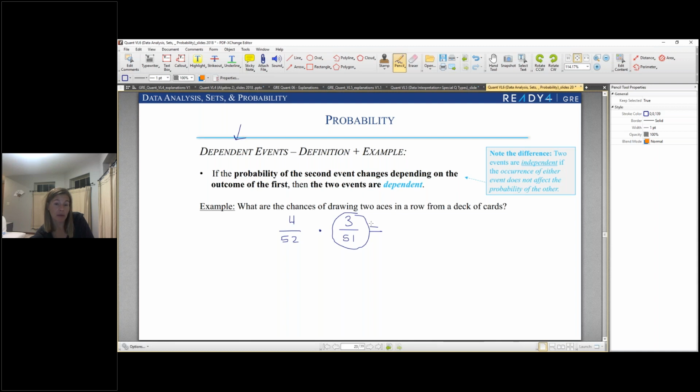Okay, and you can do this with cards. You can do this with groups of people. What are the odds of picking 2 girls out of a group of 5 girls and 7 boys? You pull the first girl, and then the odds have changed. The next girl is going to be a little bit less likely.